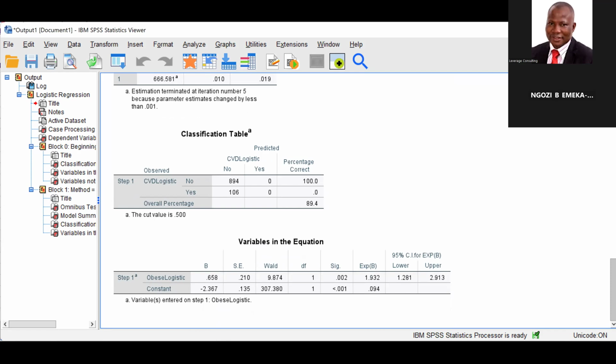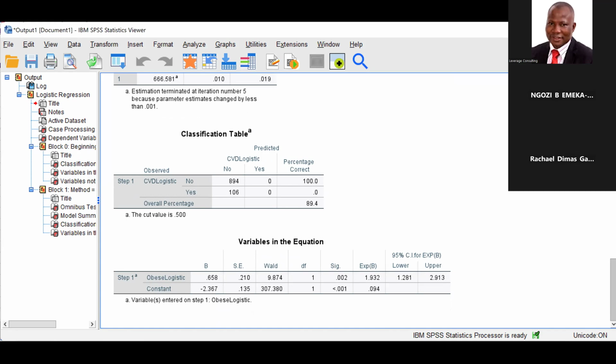So the most useful part of this table is the last one. You see the beta for obesity logistic. You see the constant, minus 2.367. When we say obesity is there, but if it's no, look at what we got. Look at the Wald statistic.